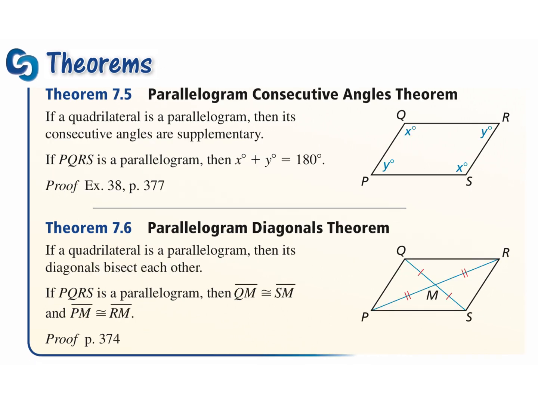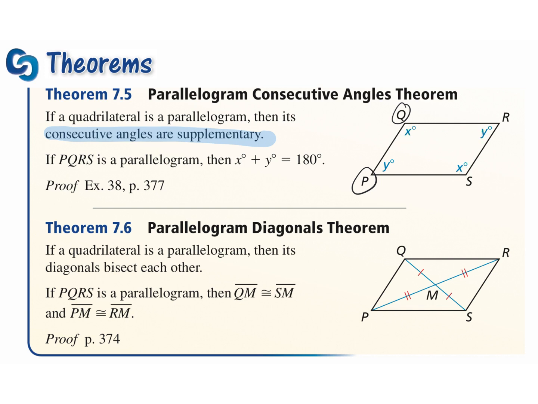So opposites are congruent. Then you need to know that consecutive angles are supplementary. Consecutive angles would be like angle Q here and angle P. They're right next to each other. They share one of those sides together as one of their walls. Another one you could say was P and S, or S and R, or R and Q.